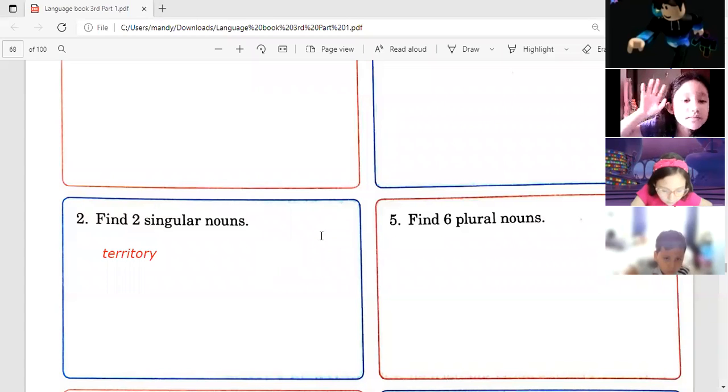Okay. Nos vamos a quedar hasta aquí. Vamos a seguir completando el día de mañana, ¿de acuerdo? Ok.